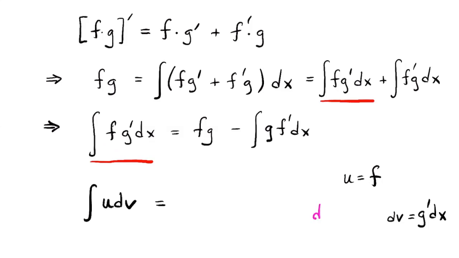I'm going to compute du, just like I was doing a u substitution. So du would be f prime of x dx. I don't know what f is, but it would be its derivative times dx. And if I've called dv g prime of x dx, well, then v would have to be g.